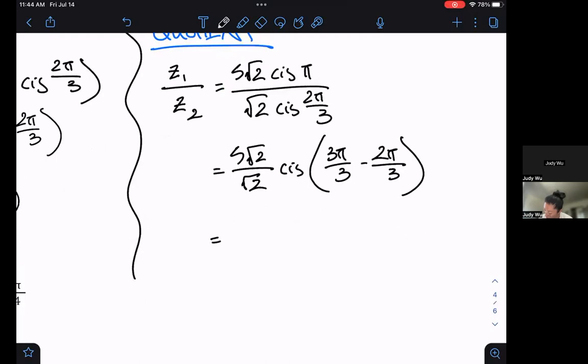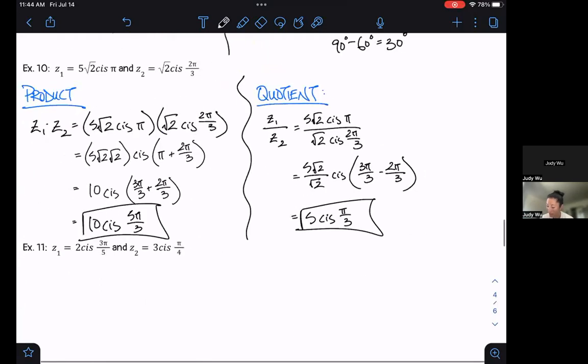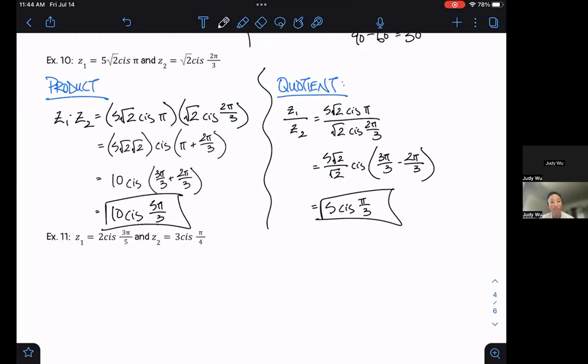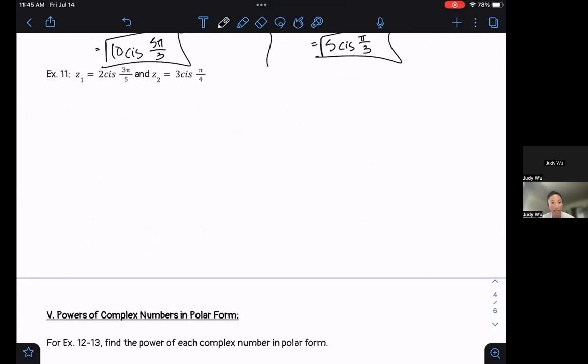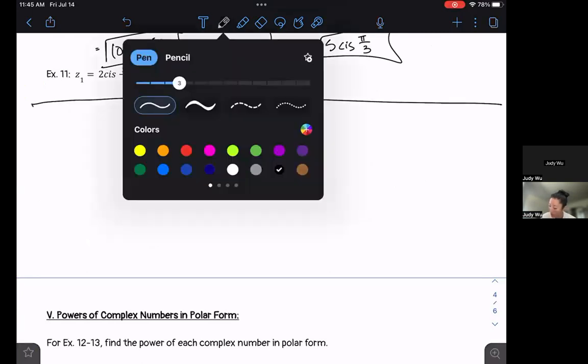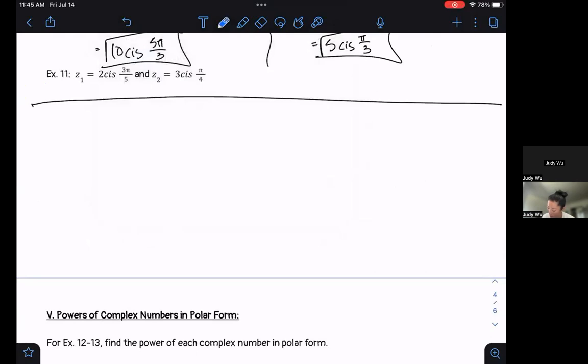All right, let's do our arithmetic. 5 cis pi over 3. And there we have our quotient. Okay, so we're multiplying or dividing the r's, but we are adding or subtracting the angles depending on whether we're doing product or quotient. All right. I'm going to leave you to do this last example. I think it's good practice, okay? But let's go ahead and write down the formulas that we have here, all right?